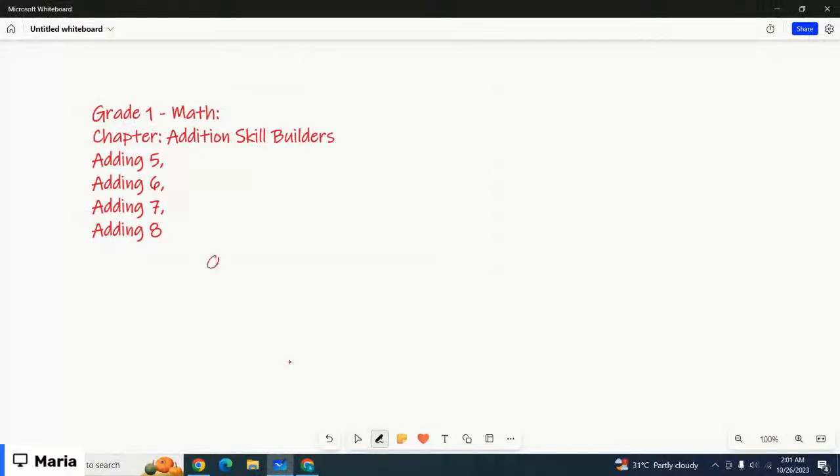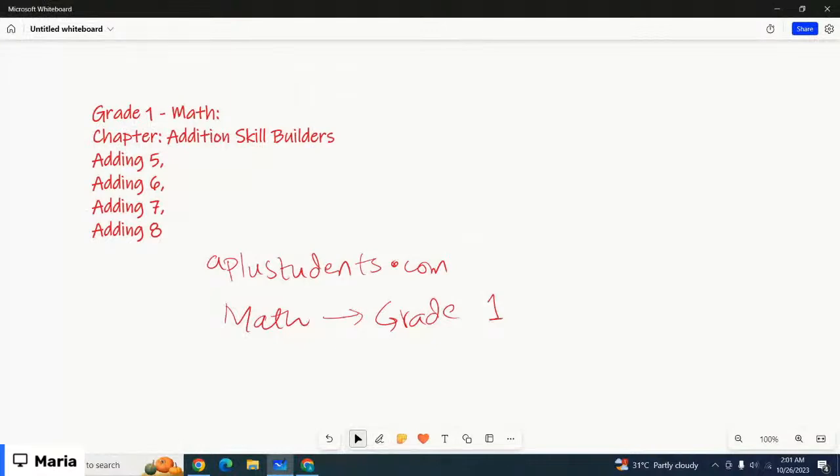You can find all the lessons on aplusstudents.com. You have to log in there using your email address, and the password is provided by the administrator. Then select math from the subject tab, scroll down to grade 1, and click on view all lessons. There you can find a list of the chapters. We're going to start with the chapter addition skill builders. The lessons we're going to cover today are adding 5, adding 6, adding 7 and adding 8.